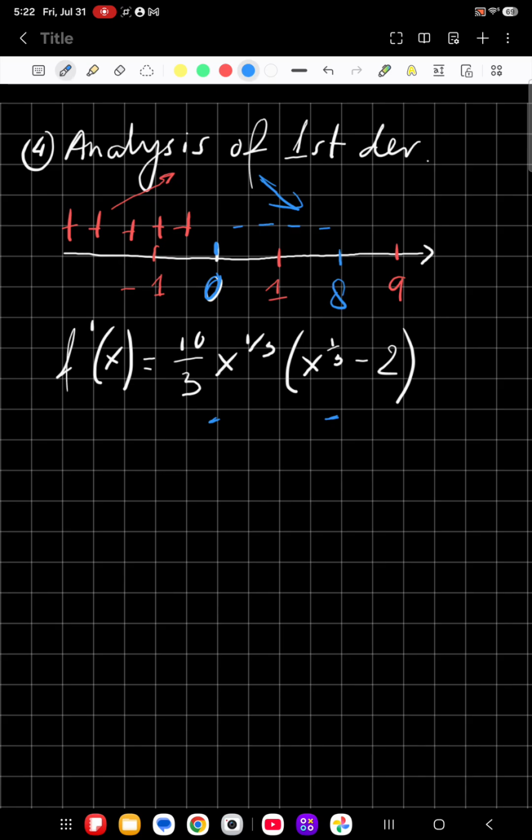Okay, and then testing for 9. I'm not sure what the cube root of 9 is, but it's slightly more than 2, right? Cube root of 8 is 2, so cube root of 9 is slightly more than 2. So that means that this will be positive. This will also be positive, right? I'm subtracting 2 from something that's slightly bigger than 2, so I'm going to get a positive number. So the whole thing is positive.